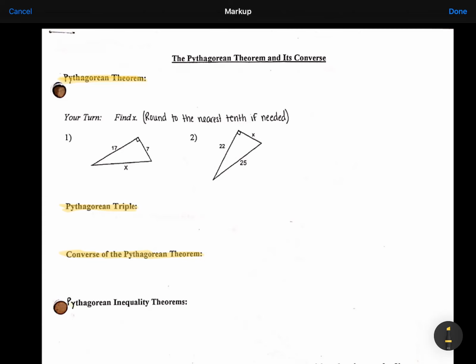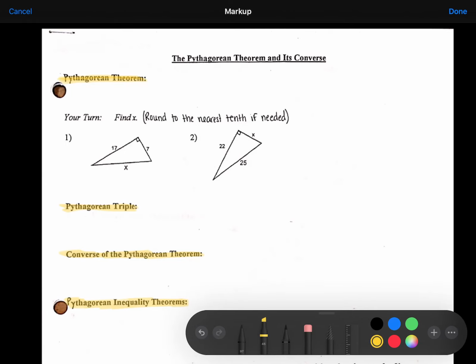Then we're going to talk about its converse. So if you have three sides of a triangle, how can we determine if it's a right triangle or not? That would be using the converse of the Pythagorean theorem.